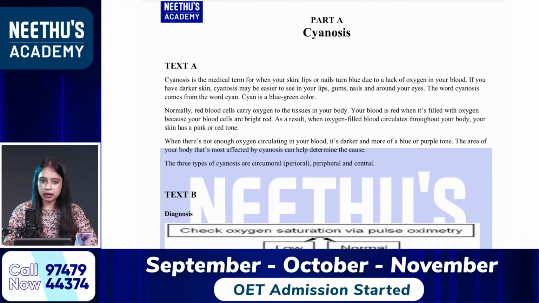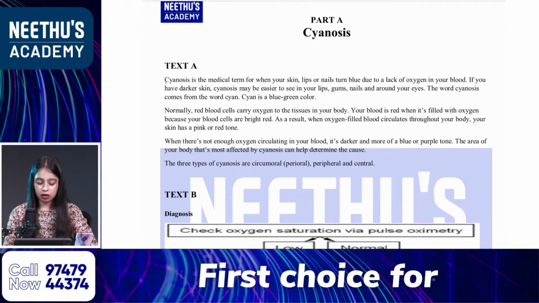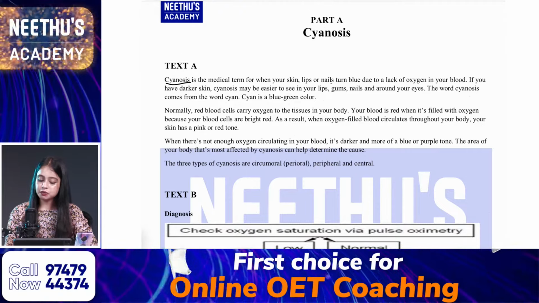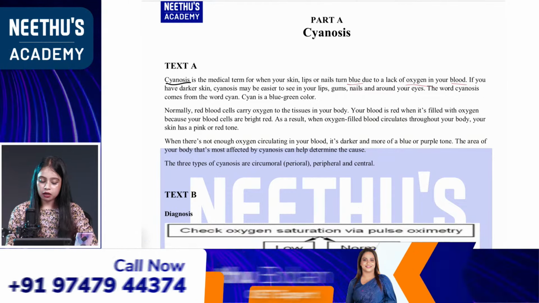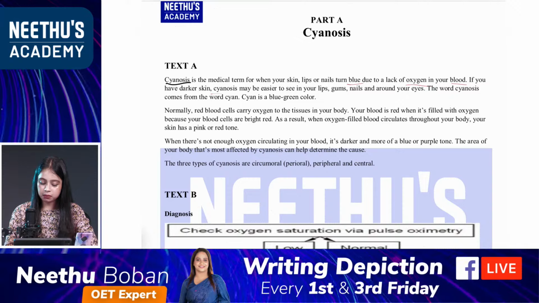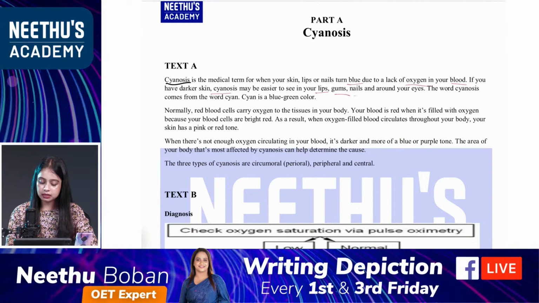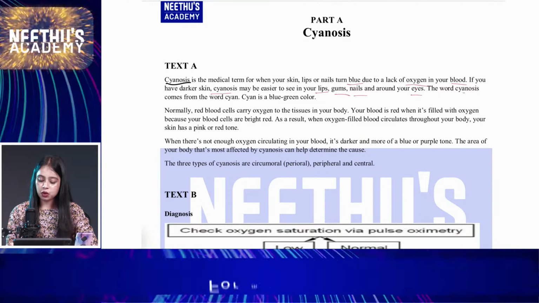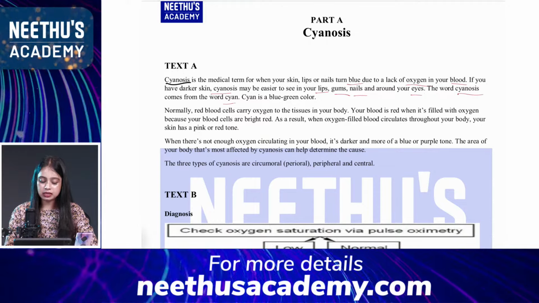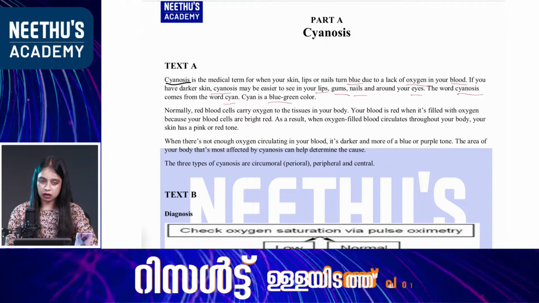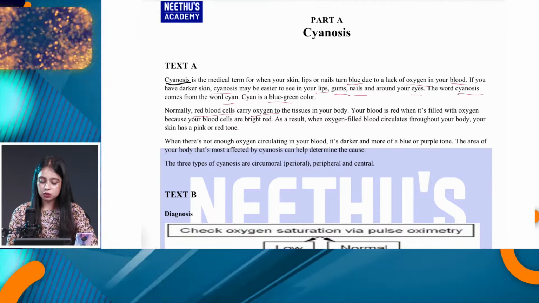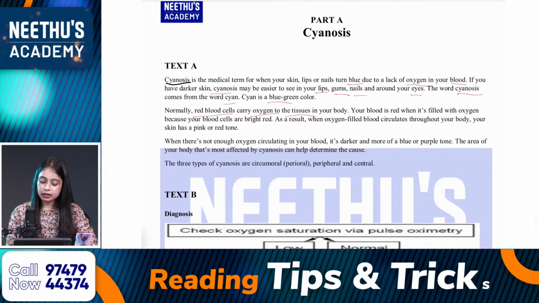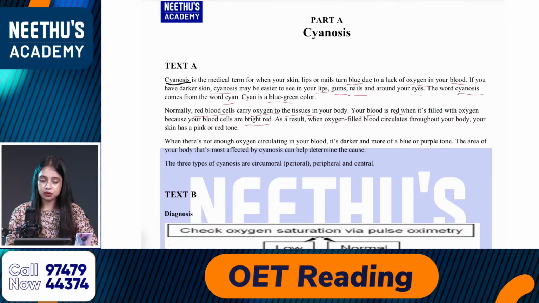Cyanosis is a medical term. When your skin, lips or nails turn blue due to lack of oxygen in your blood. If you have darker skin, cyanosis may be easier to see in your lips, gums, nails, around your eyes. The word cyanosis comes from the word cyan. Cyan is a blue-green color. Normally, red blood cells carry oxygen to the tissues in your body. Your blood is red when it is filled with oxygen because your blood cells are bright red.